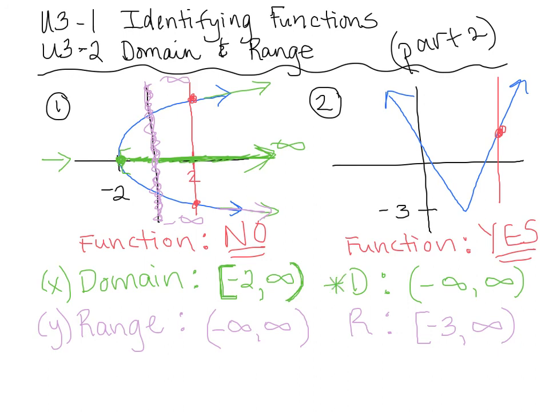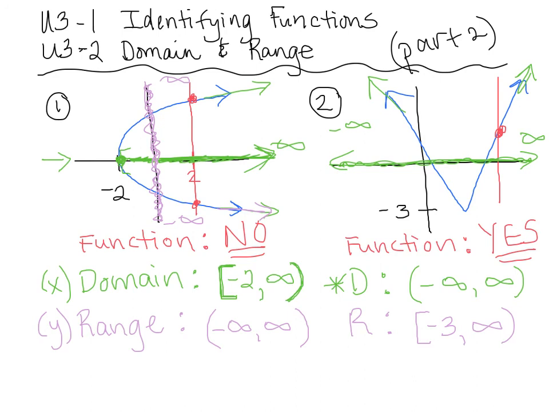For the domain, I'm looking at the x values, and I said it's from negative infinity to positive infinity. Notice along the x-axis here, our graph goes up but to the left forever, that's to negative infinity, and up and to the right forever. So in the x direction, left to right, it goes forever in both directions. And then we always have the open brackets, the curved ones, around the infinity symbols.